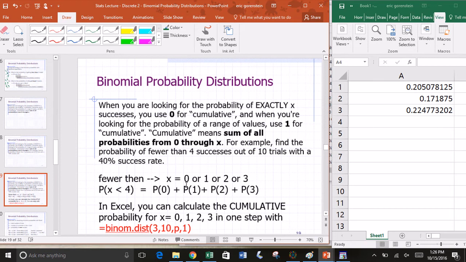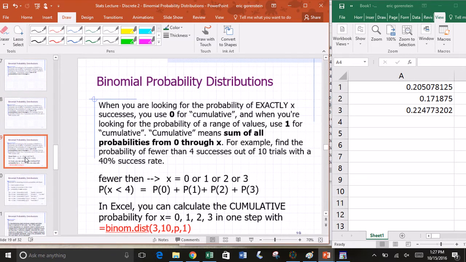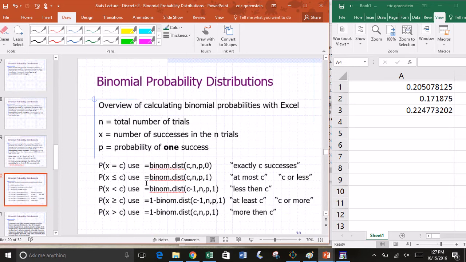Okay, so actually probability of success, if we're given 40% success rate, this P would be 0.4 for 40%. But this is the exact same calculation we just did with rolling the dice and with flipping the coin. Okay, so on Excel, you have these five different quantifiers: equal, less than or equal, less than, greater than or equal, greater than. So make sure you're using the binomial function the right way.